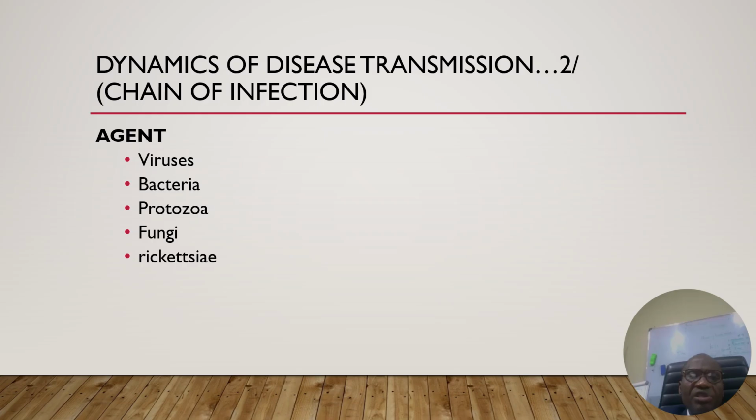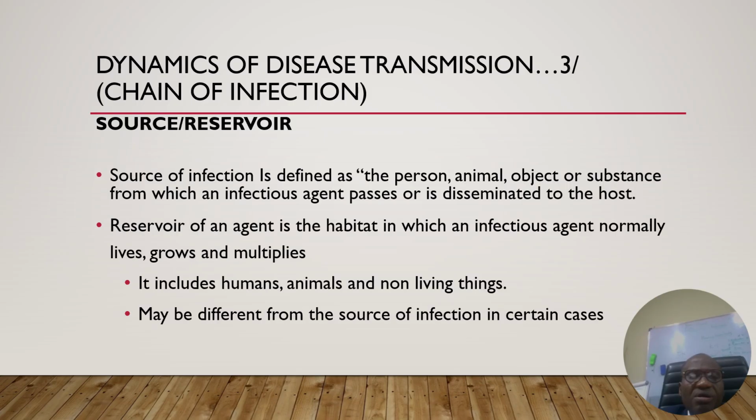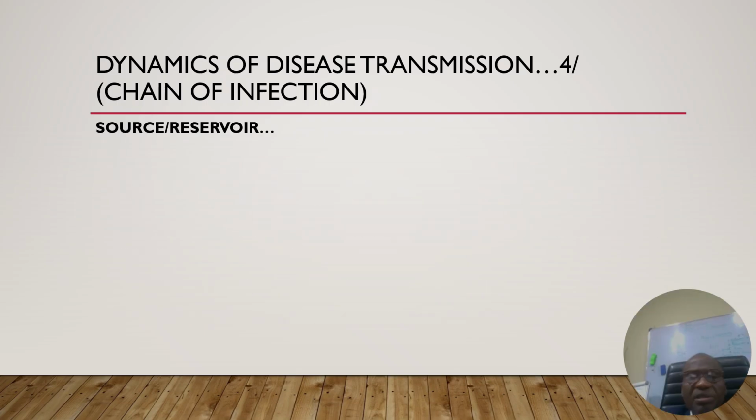The chain of disease transmission usually involves agents such as viruses, bacteria, protozoa, fungi, or the Rickettsia organisms. A source of infection is defined as the person, animal, object, or substance from which an infectious agent passes or is disseminated to the host. The reservoir of an agent is the habitat in which an infectious agent normally lives, grows, and multiplies. This includes humans, animals, and non-living things. They may be different from the source of infection in certain cases, I mean.